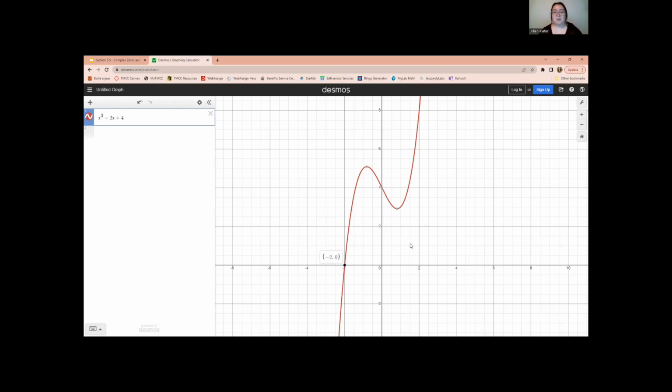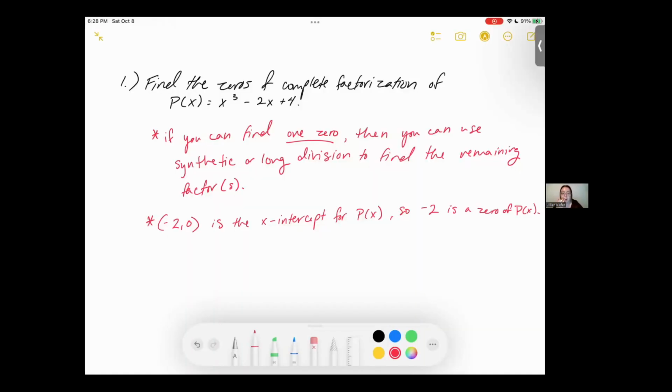We're going to go back to our notes, write this out, and continue on with our problem. All right, so back to our problem, -2, 0 is the x-intercept for our polynomial, so -2 is a 0 of our polynomial. As a reminder, we got that from Desmos. We graphed the function, found the x-intercept, so that means that -2 has to be a 0.